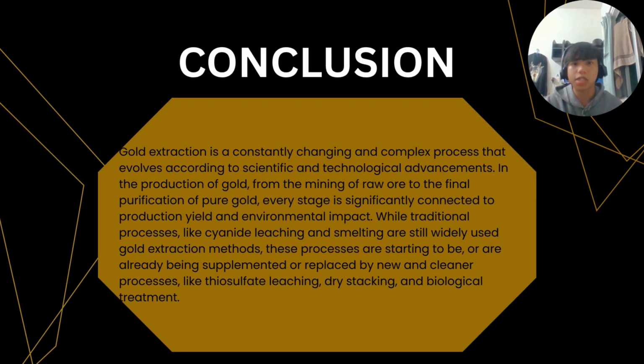So for the last slide, which is the conclusion: gold extraction is a constantly changing and complex process that evolves according to scientific and technological advancement in the production of gold, from the mining of raw ore to the final production of pure gold, the final stage. Every stage is significantly connected to the production yield and environmental impact. While traditional processes like cyanide leaching and smelting are still widely used in the global world, these processes are starting to be or are already supplemented or replaced by new and cleaner processes like sulfur leaching, dry stacking, and biological treatment.